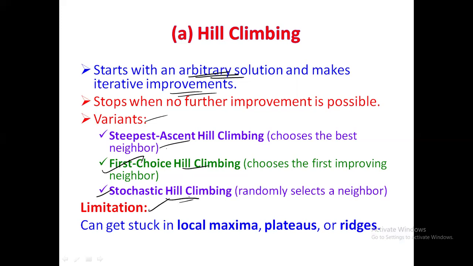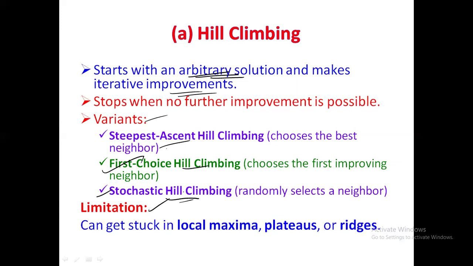Stochastic hill climbing introduces randomness by selecting neighbors randomly and moving to a better state if found, helping the algorithm escape local optima. This we should know. What is local optima? We'll see it in the problem. In an example problem, our search may be getting stuck at this.